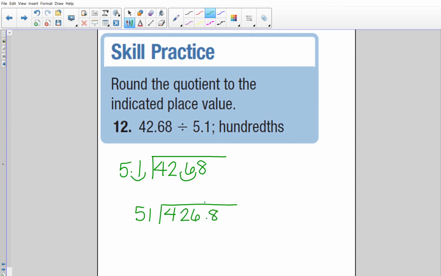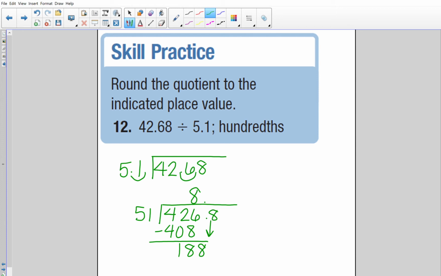So I'm going to move my decimal up to the top. 51 is not going to go into just 42, so I'm going to have to think about 426. I can divide that by 51 and I get 8. If I think about 51 times 8, I'm getting 408. Subtract that out, and 426 minus 408 is going to give us 18. It's smaller than 51, so I'm doing okay. I'm going to bring down my 8, so now I'm thinking about 51 going into 188.